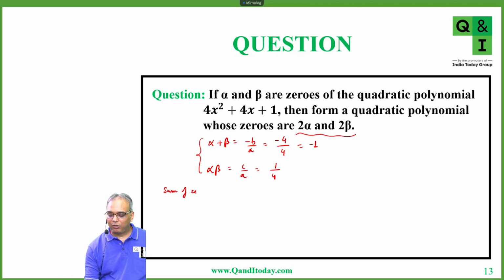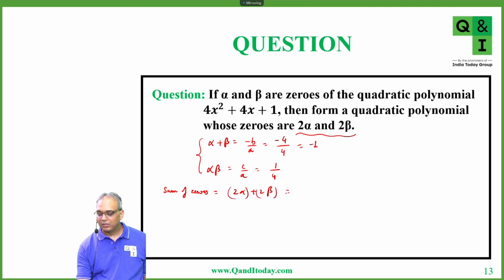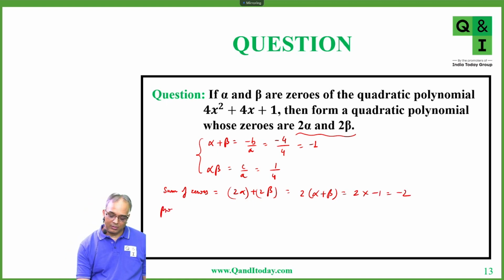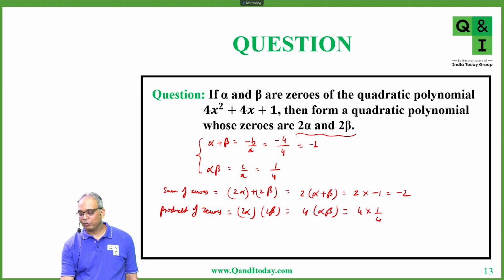So sum of zeros will be 2 alpha plus 2 beta. These are the two zeros now. So which is 2 times alpha plus beta, which is 2 times minus 1, that is minus 2. And product of zeros is 2 alpha into 2 beta, 4 times alpha beta. Alpha beta is 1 by 4. So 4 times 1 by 4 will be equal to 1.